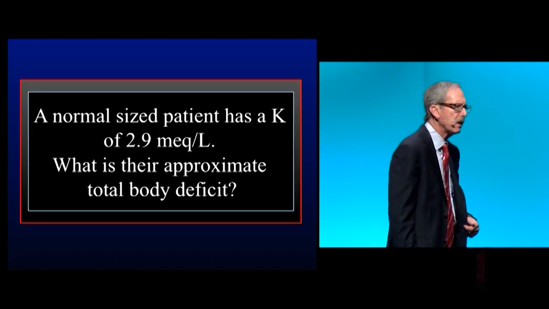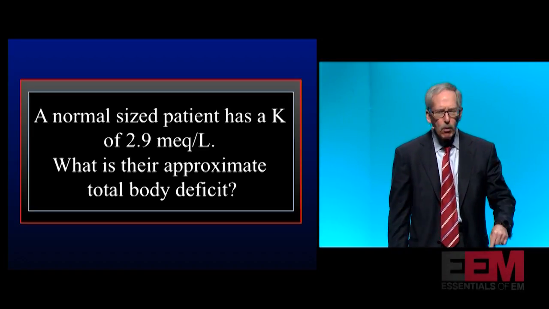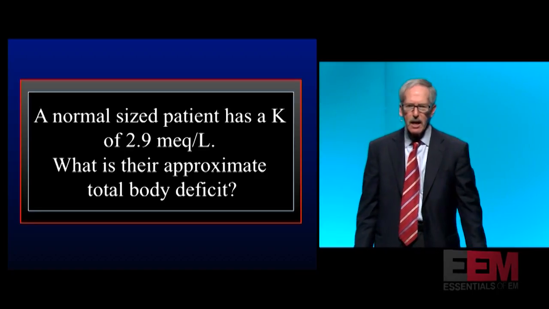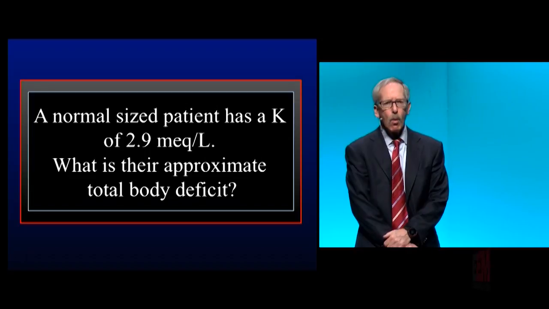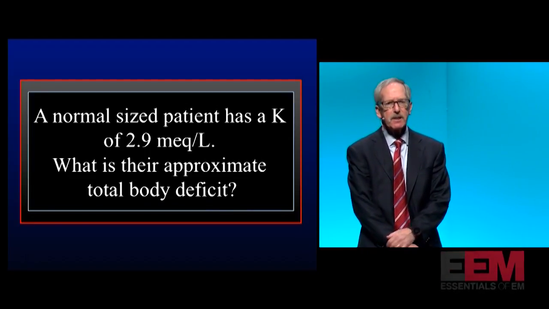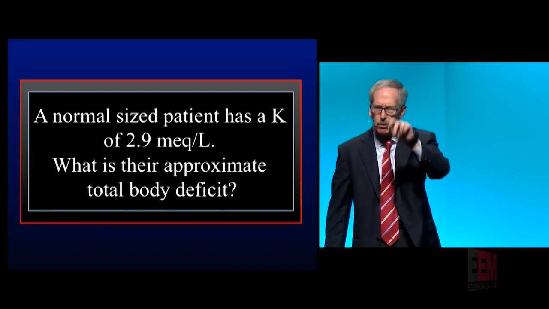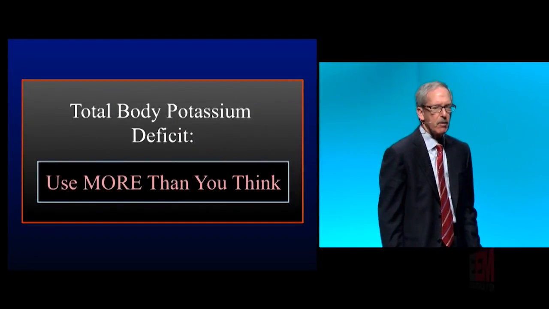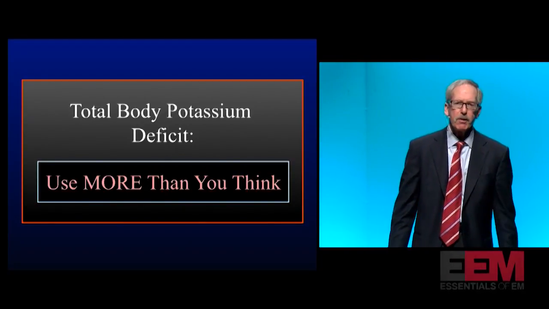So, your test question, you have an audience response system. We know where you're sitting. Please enter your answers. A normal-sized patient has a serum K of 2.9. What is their approximate total body potassium deficit? There are 2 acceptable answers. There ought to be 5. There are 2. Number 1, it's more than you think. Whatever the number you had, it's more than you think.